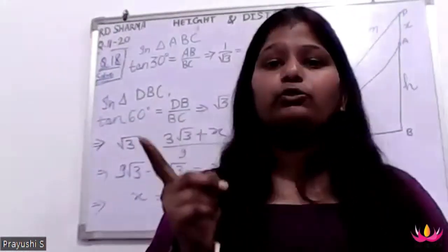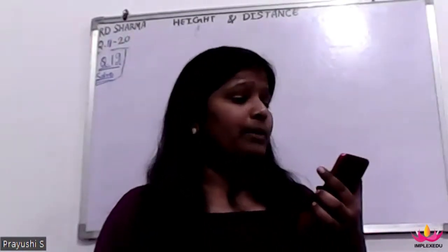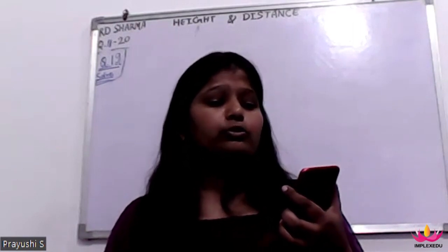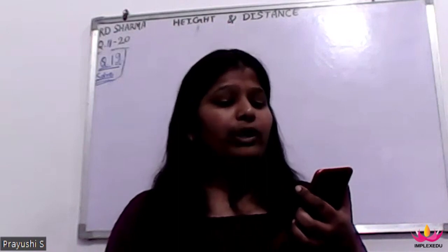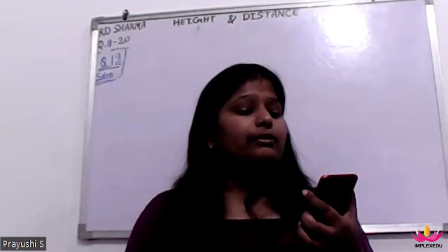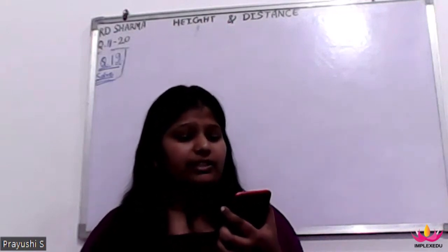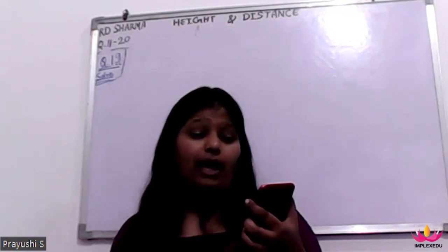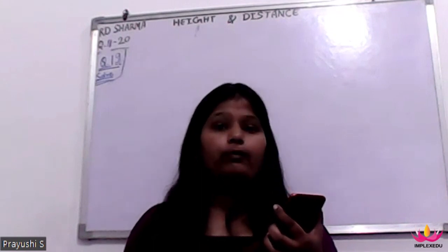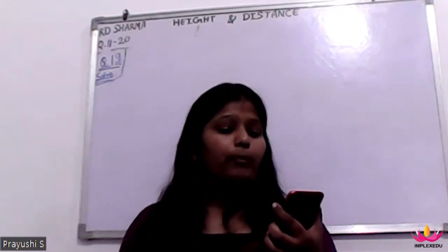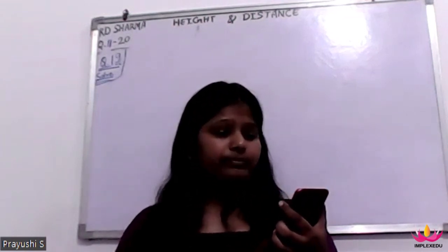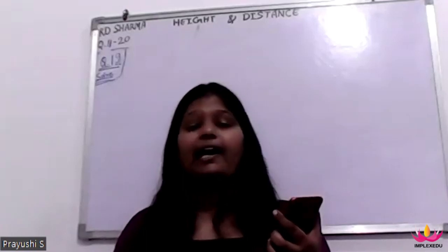Now we will solve the next question, question number 19. Question number 19 says that a tree breaks due to a storm and the broken part bends so that the top of the tree touches the ground, making an angle of 30 degrees with the ground. The distance between the foot of the tree to the point where the top touches the ground is 8 meters. Find the height of the tree.